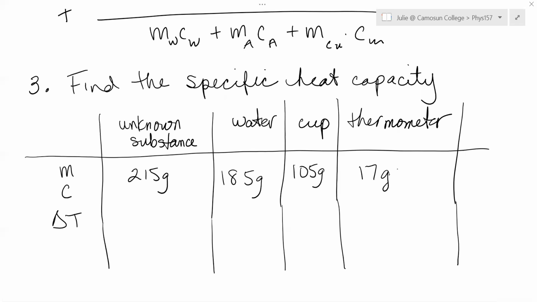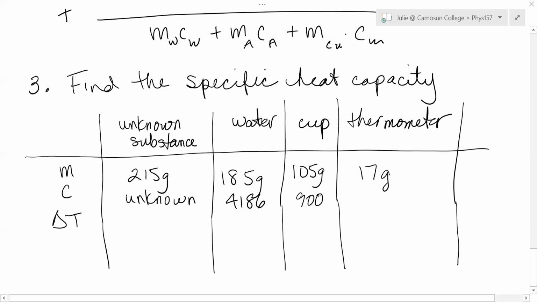Okay, and then you need the specific heat capacity. So this is the unknown. You can't have everything in this table, you have to have something unknown. 4186 for the water. It's an aluminum cup, 900. It's a glass thermometer, so you have to be told the specific heat capacity of glass. It's 840.